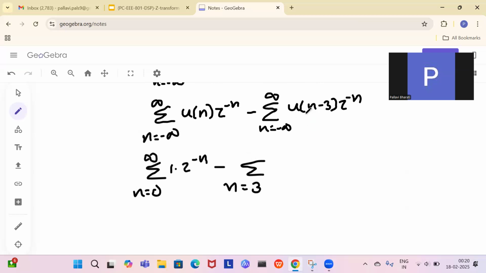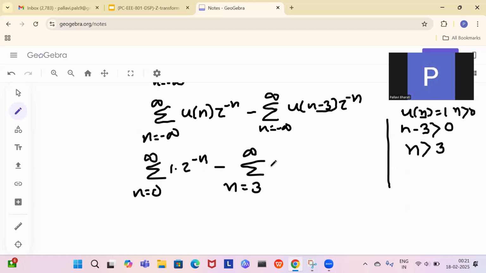Here, because it is shifted by n minus 3, how are we getting this part? Let us see this very quickly. If you write over here n minus 3 greater than or equal to 0, because the unit step sequence exists only for n greater than or equal to 0. So inside this part, you have n minus 3 now. So n minus 3 greater than or equal to 0, that means n is greater than or equal to 3. So from 3 to infinity, the value is 1, z to the power minus n.